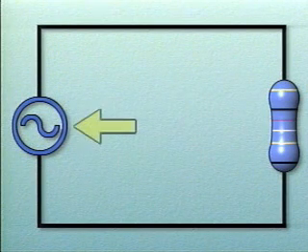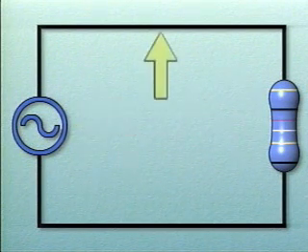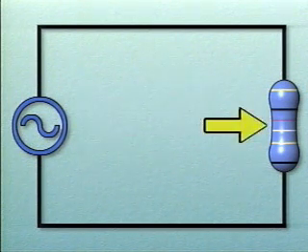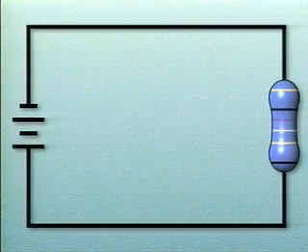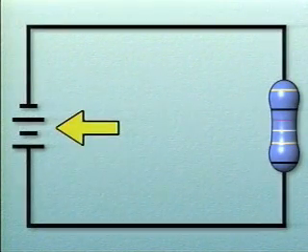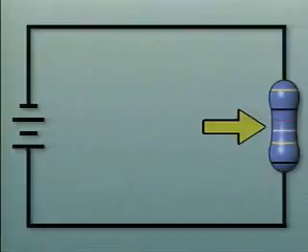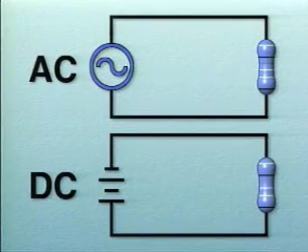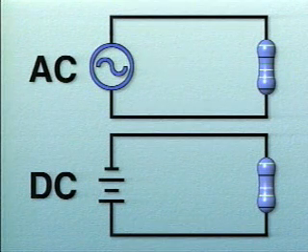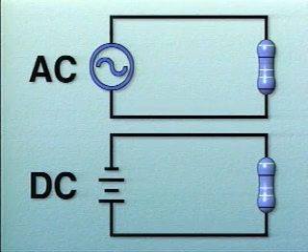Here's a simplified illustration of an AC circuit. It consists of an AC power source, a conductor, and a resistor. This is a DC circuit. It also consists of a power source, a conductor, and a resistor. These two circuits look similar, and in some ways they are, but there's a big difference in how the power sources for these two circuits operate.